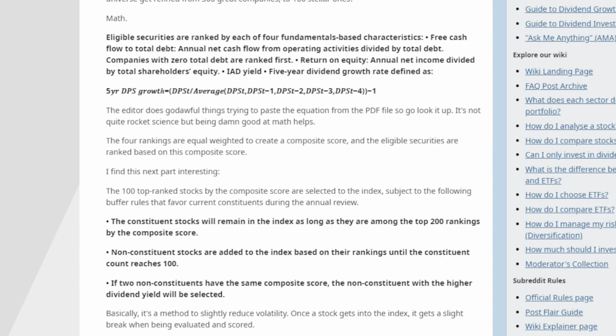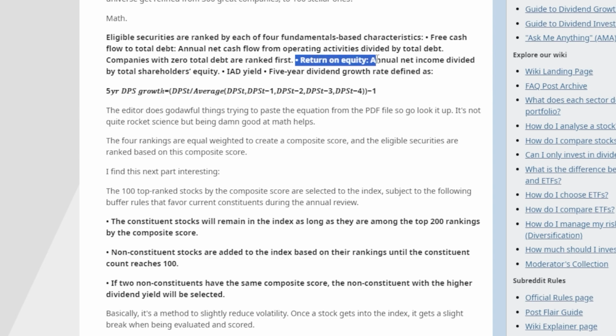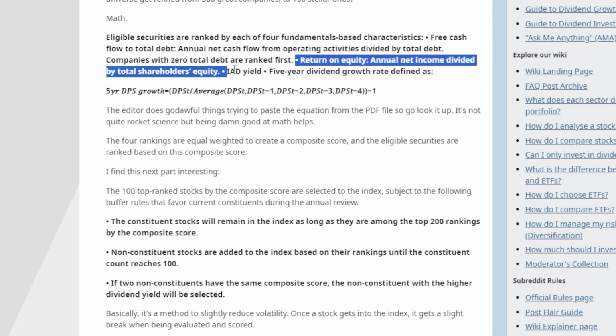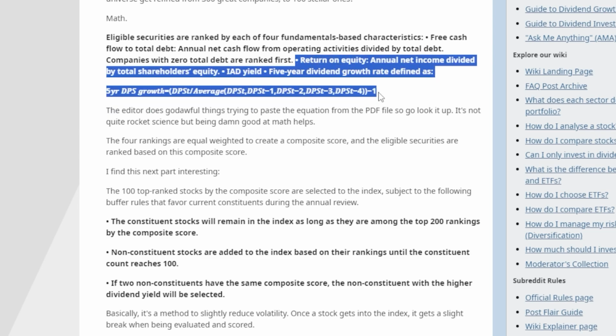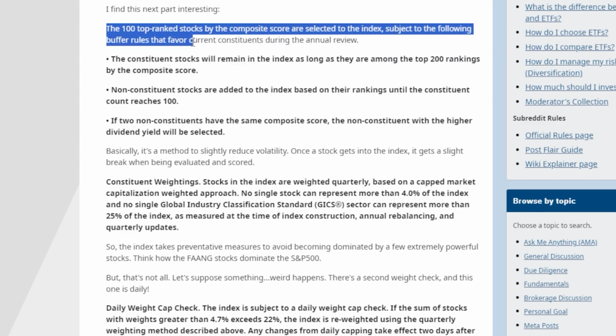So the companies that make it through the first screenings now have to go through a rigorous formula, and this is it right here. It also says return on equity, annual net income divided by total shareholders' equity, IAD yield, 5-year dividend growth rate defined as the formula right here. It then says the top 100 ranked stocks by the composite score are selected to the index, subject to the following buffer rules that favor current constituents during the annual review.